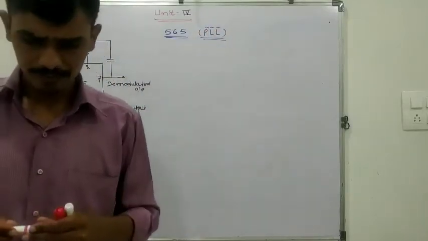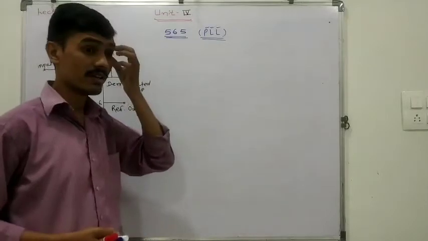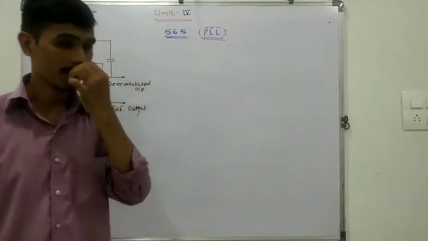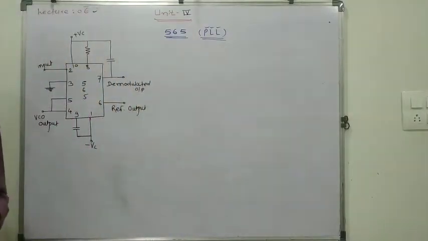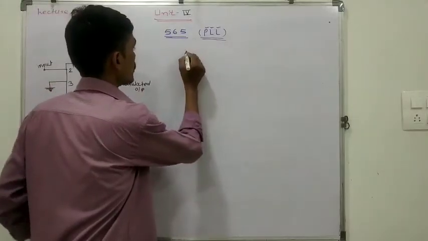Now let us start with this IC. The theoretical part of this IC is already covered in Analog Electronics 1. Still, we are discussing how these ICs work. So basically, what is PLL? PLL is the phase lock loop, basically a closed loop system designed to lock. Basically, PLL is a closed loop system.